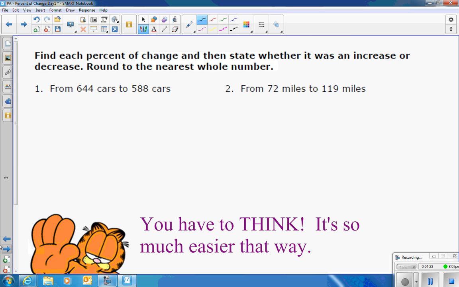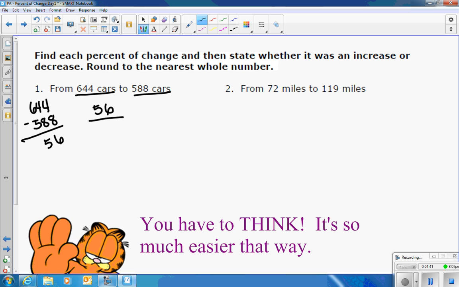Let's try another one. Say we started at 644 cars and we went to 588. Well, from 644 to 588, we went down by 56 cars. So I want to know 56 out of the original amount is what percent out of 100?